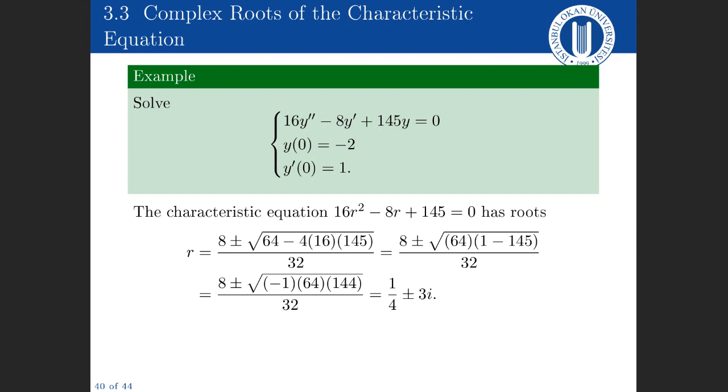Characteristic equation. Just copy the numbers, 16, minus 8, and 145. And then find the roots of this equation. I'll leave this for you to double check. Please check there's no mistakes here when you have a free moment. I think we get a quarter plus or minus 3i. So lambda must be a quarter and mu must be 3.